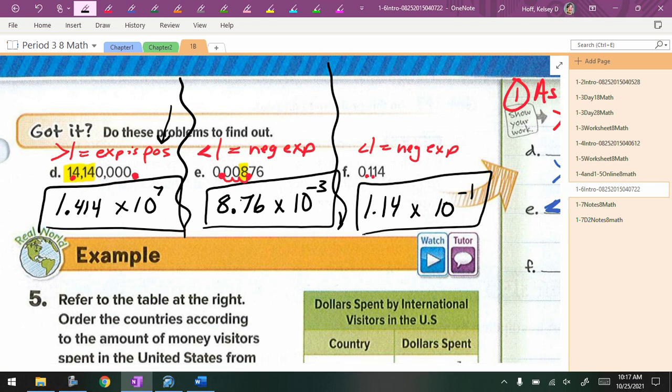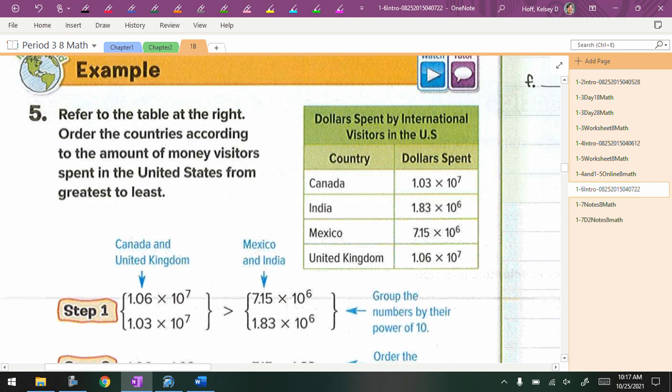Okay, so we're like, yeah, we can write these numbers, so big deal, but what is the benefit of this? Scientific notation can help us determine which numbers are larger or smaller. Okay, so it says refer to the table at the right and order the countries in the amount of money visitors spent in the US from greatest, which would be your largest, to the least. Your exponent tells you how many times to move your decimal out. Well, the more decimals you move to the right, what do you know about the number? The larger it's getting. So if I look at these numbers, I don't want to have to write these out in standard form with a whole bunch of zeros.